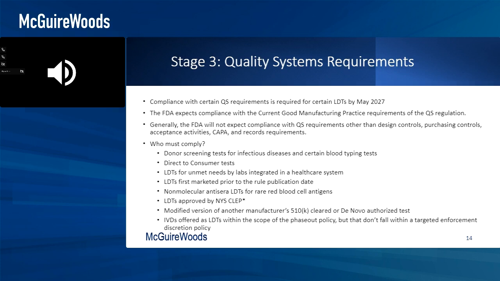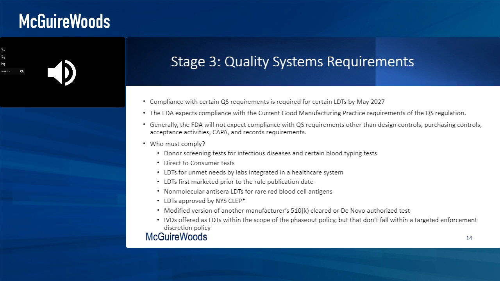So stage 3, the quality system requirements. What's really required here depends on what kind of test you have. Largely, the more complex the test, the more the quality system requirements are going to apply. For some of them, the only thing that's going to be expected are certain reporting requirements under 21 CFR 820. And for some of the more complex tests, it will be the more fulsome quality systems requirements.